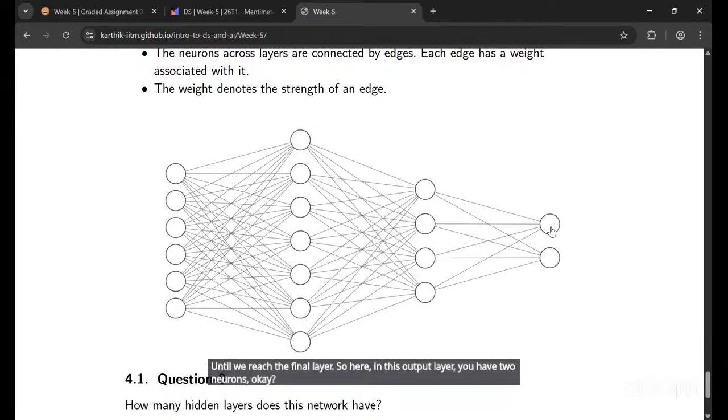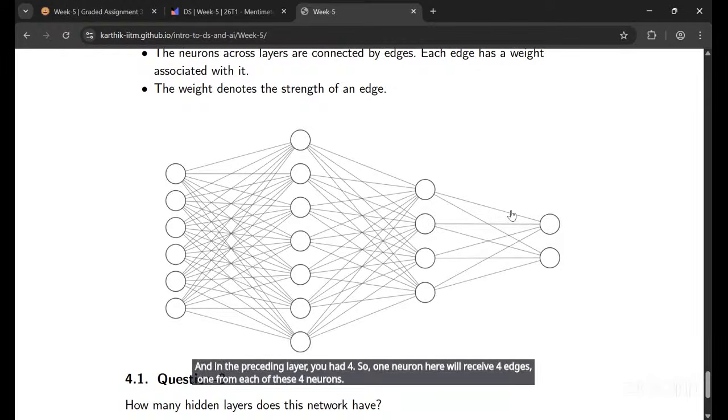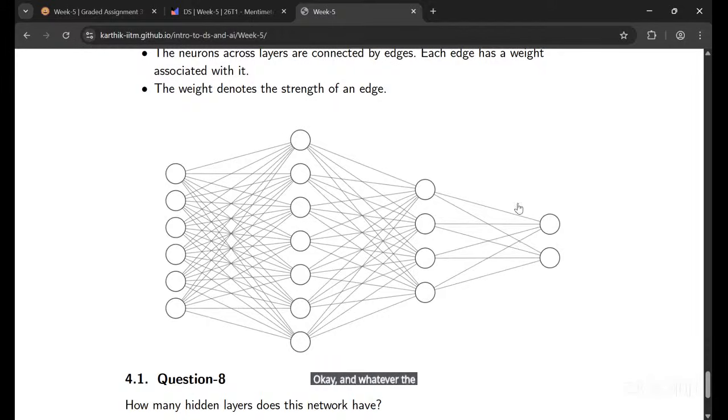And in the preceding layer you had 4. So one neuron here will receive 4 edges, one from each of these 4 neurons, okay? And whatever the multiplied entities these edges carry, it will just add them up and give you some value. Suppose that value became 500 here, okay?